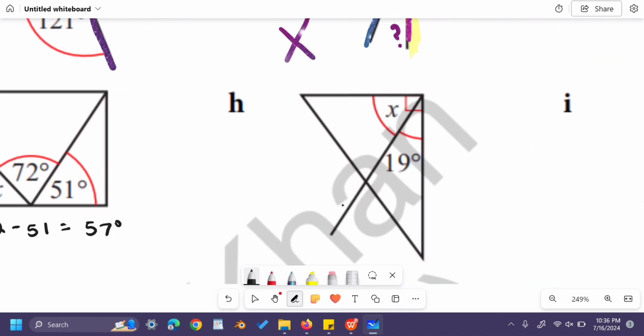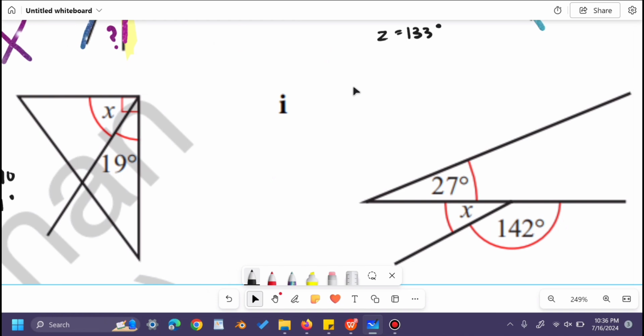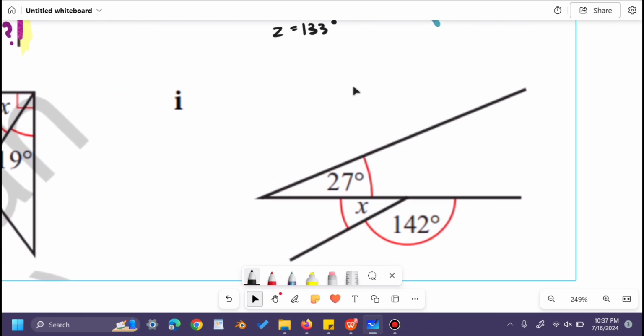Question H part. Okay, we have this angle, this is 90 degrees, and we know this is x, this is 19. So we can say that x plus 19 is equal to 90, and 90 minus 19 is going to be 71. Now let's look at the I part.